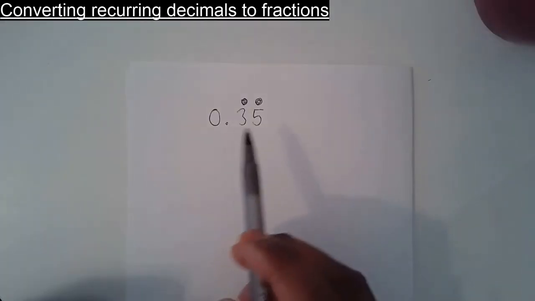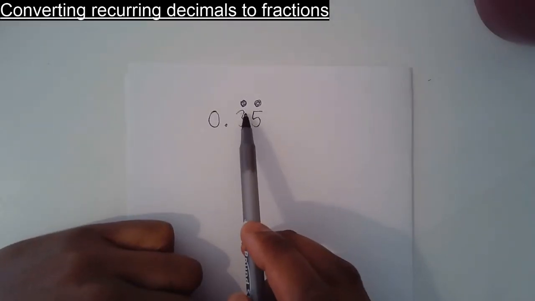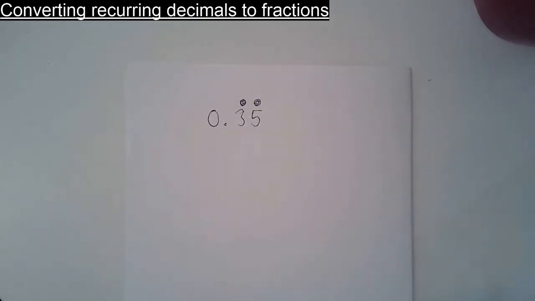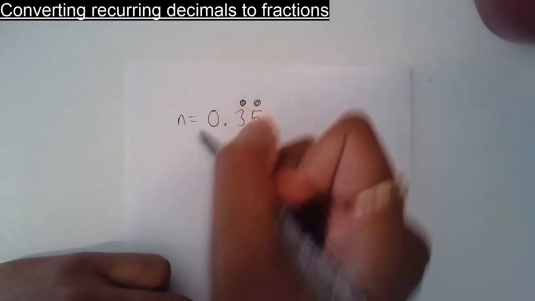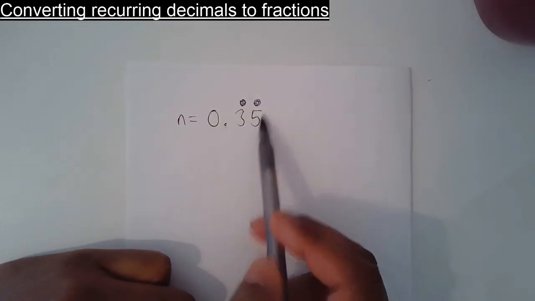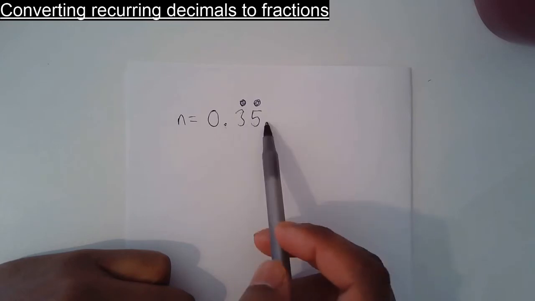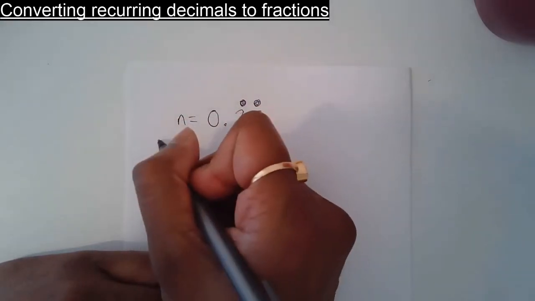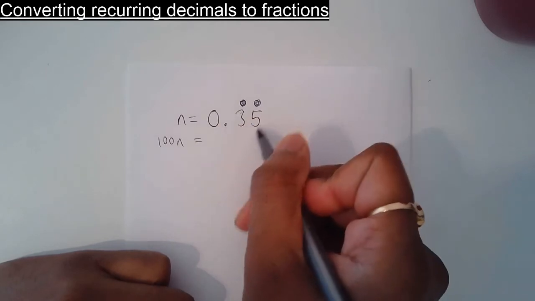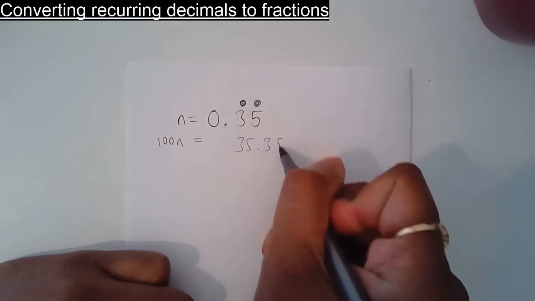You might be wondering, what if every single digit is recurring? So that's 0.353535. Well, this is quite easy. Set it equal to n as usual. All you've got to do is move the decimal point to the very, very end. That's 2 places to the right. So for that to happen, multiply by 100 both sides. 1, 2, you'll have 35.35 recurring.